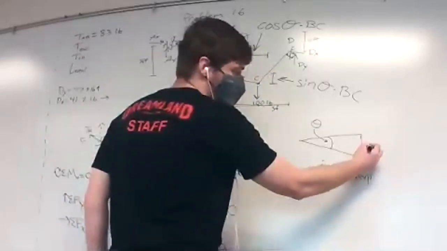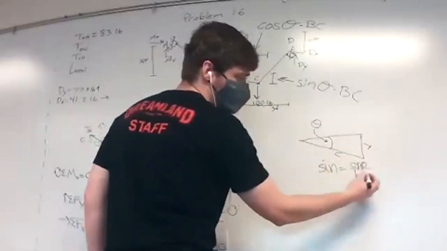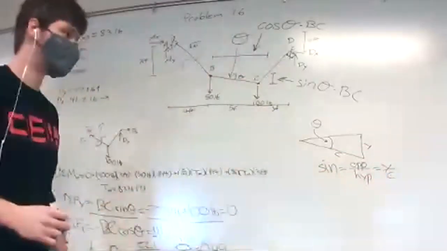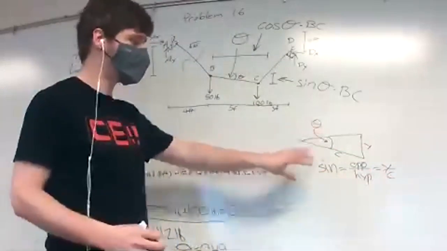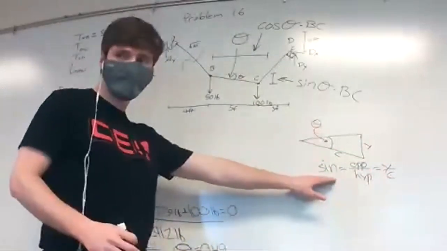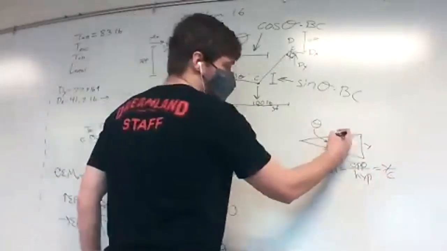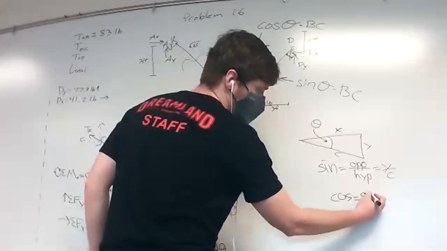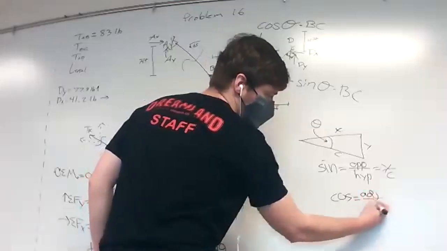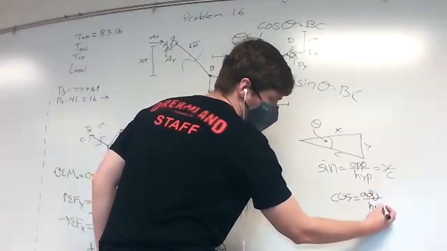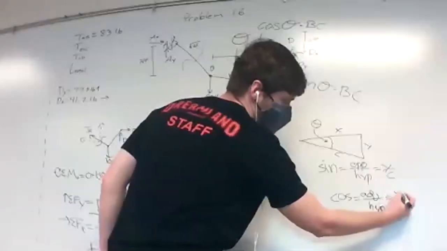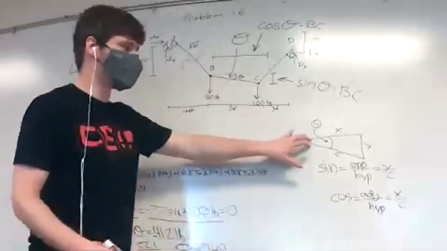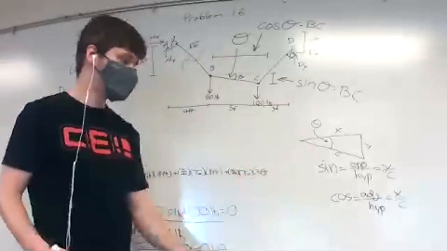So sine is going to be y. I'm going to call this c. So if you want the vertical component for a triangle like this, you would say sine theta. Cosine is adjacent over hypotenuse. So that would be x over c. So if you wanted the adjacent side for a triangle like this, you would use cosine.